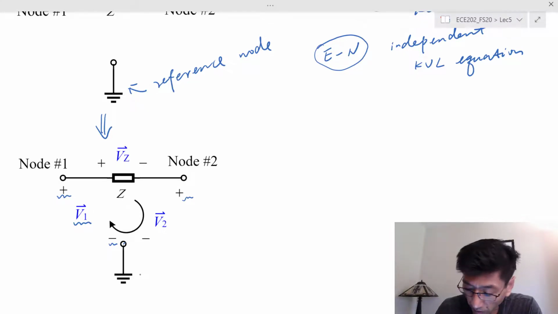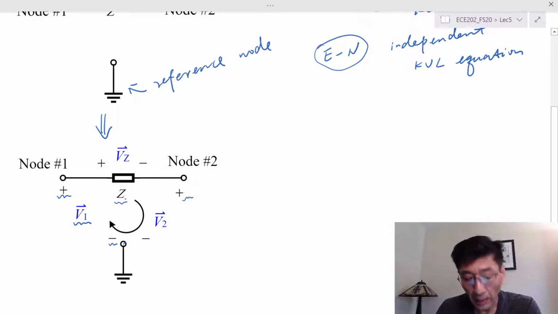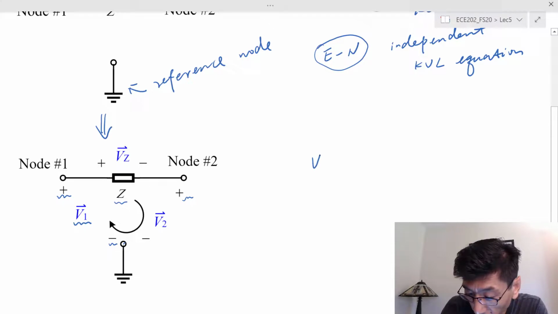And then the next question is how these two node voltages are related to the element voltage. Here the element, let's see, we have impedance Z, and I labeled the plus and minus sign arbitrarily, just as an example. In the circuit you may label plus and minus the other way, but in any case, we will see how this V sub Z is related to V sub 1 and V sub 2.